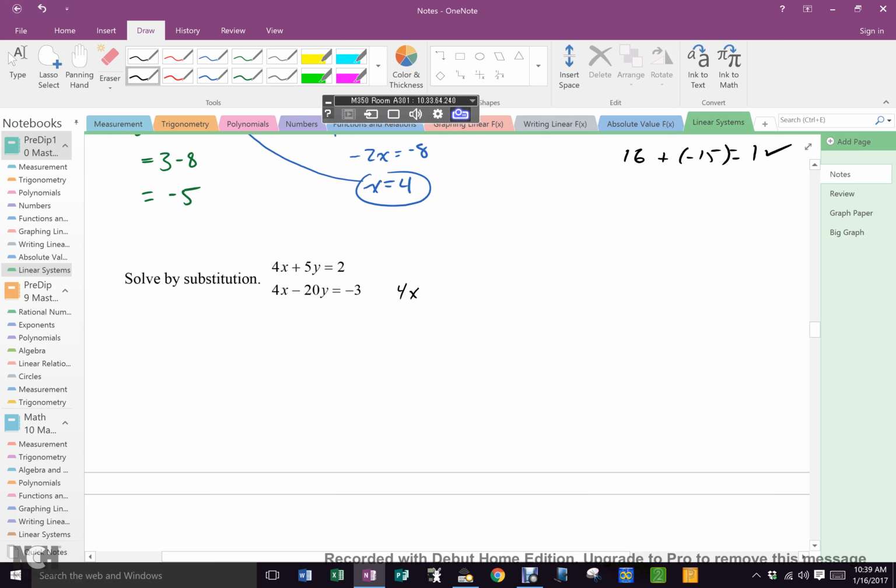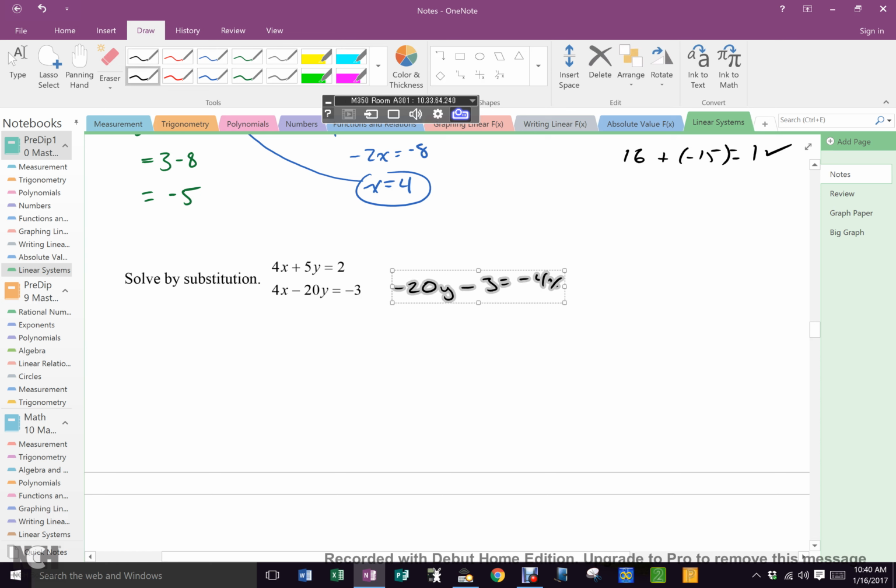4x. What if I went negative 20y equals negative 4x minus 3. That's no good either. Fractions again. What about this? Negative 20y minus 3 equals negative 4x. Is that better? 20 will divide by 4, won't it? But does the 3? Still going to give me a fraction. Could I do it with fractions? Yeah, but it would be a pain.